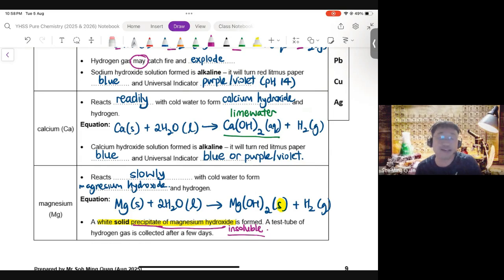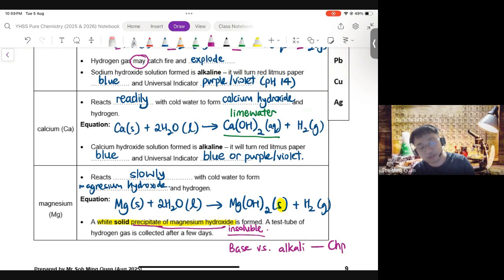Magnesium hydroxide doesn't dissolve in water. So magnesium hydroxide is not an alkali, it's a base. It's a base because it's a metal hydroxide, which can still react with acid. Okay, but it's not an alkali. So if you didn't know the difference between base and alkali, that's chapter 8, acids and bases. Please go back and revise base versus alkali.